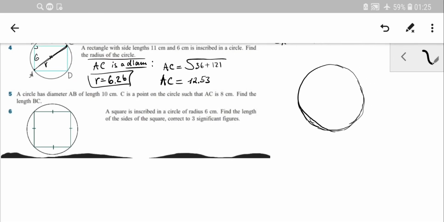Alright, so we have diameter AB, and we know that the length is 10, so this is the center. C is a point on the circle, somewhere, for example, so that AC is 8 centimeters. Okay, we just connect and say that AC is 8 centimeters. So find the length of BC. I put a red segment, and we need to find that.